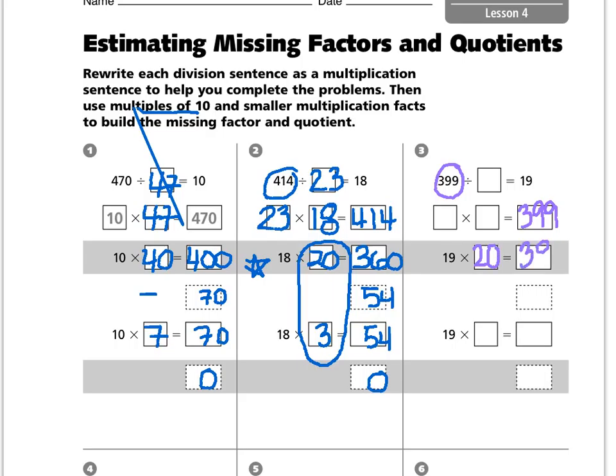So I'm going to write 380. I'm going to go ahead and subtract, and I'm going to get 19. And then I have to think 19 times what equals something close to 19, and I know 19 times 1. Put 19 in there, I subtract, and I get 0. In order to find out that box, though, I need to add 20 plus 1, and that's 21. So now I have 21 times 19 equals 399.